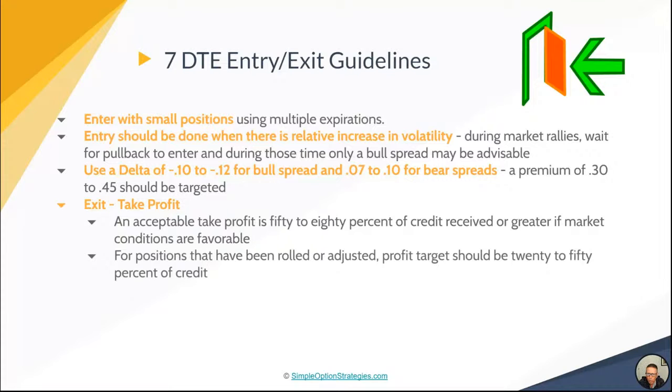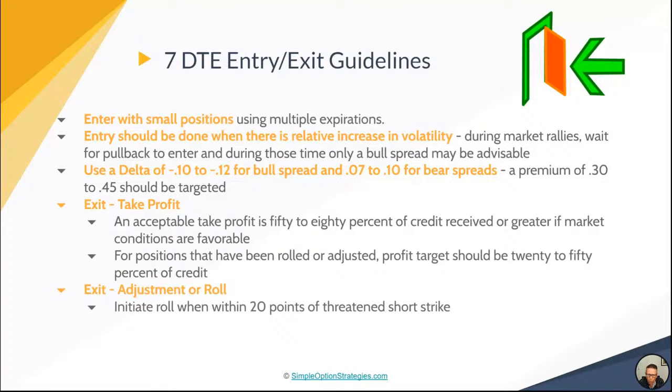Okay. So for positions that have been rolled or adjusted, the profit target should be lower, actually 20 to 50% of credit, because usually when you roll a position, you're not rolling it to the same delta that you put it on initially. And so the delta is going to probably be around 20 or 30. And so there's more risk when you do that. And so when you're able to get out of those trades, unless the market really moves in your favor, then you want to close those trades out as soon as possible.